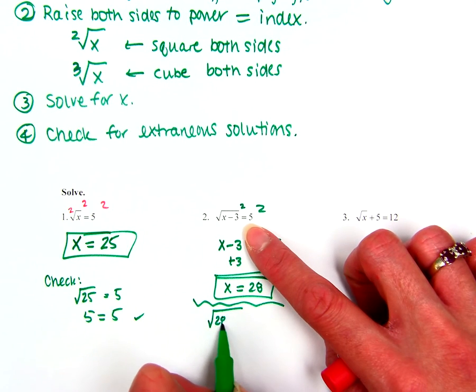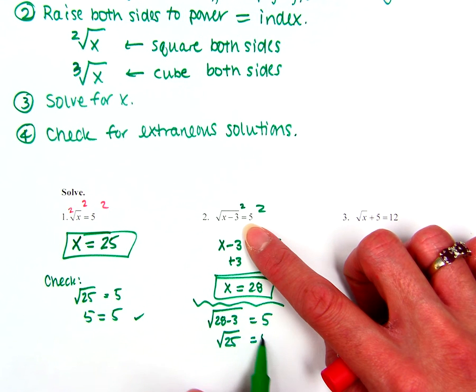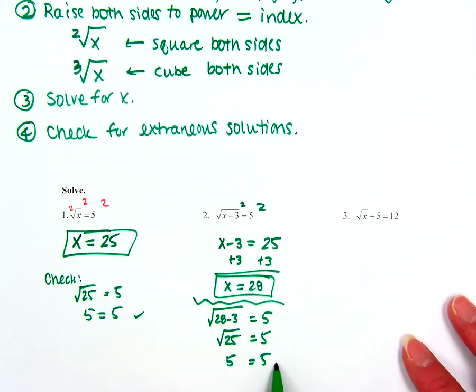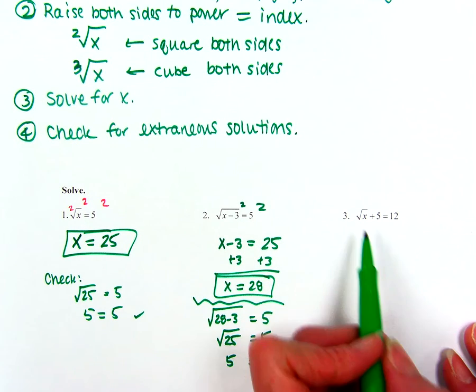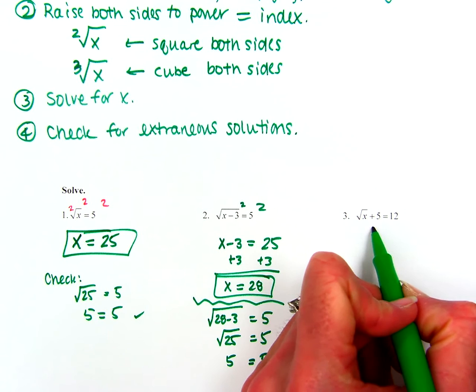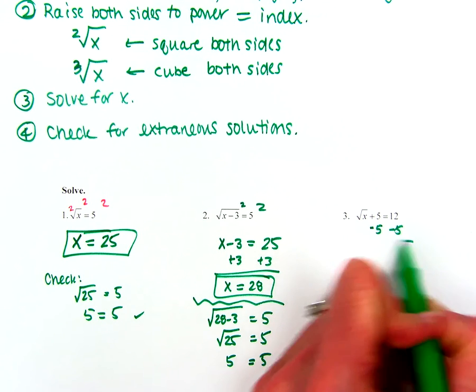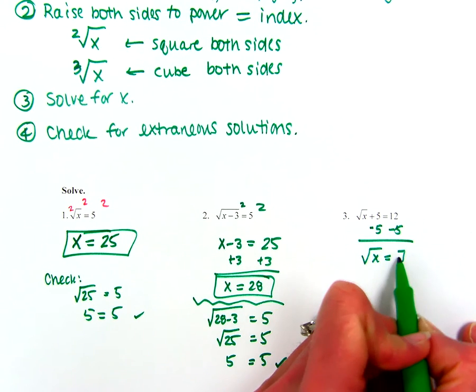So 28 minus 3 is 25. What's the square root of 25? That's 5. And does 5 actually equal 5? Yeah, so we're good. All right, this one we have to isolate. So to undo the plus 5, we want to subtract. We get square root of x equals 7.